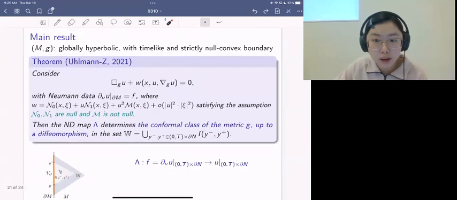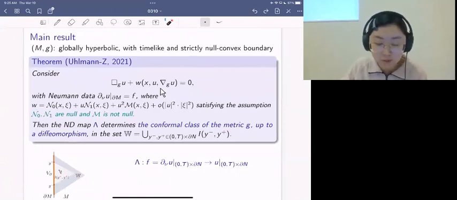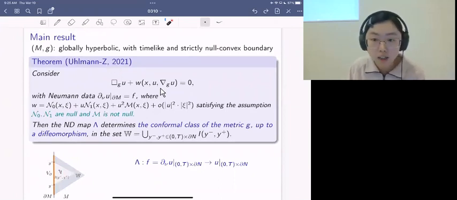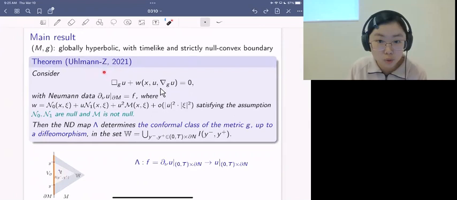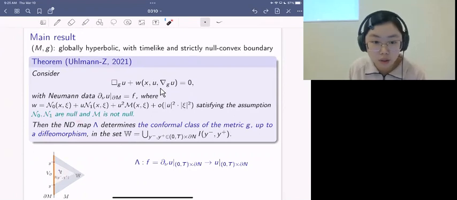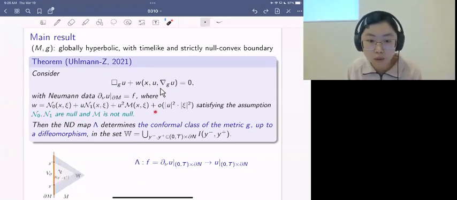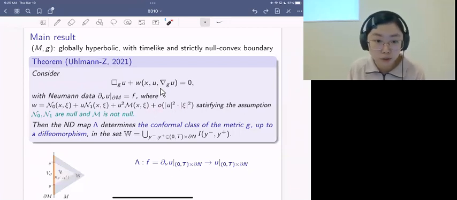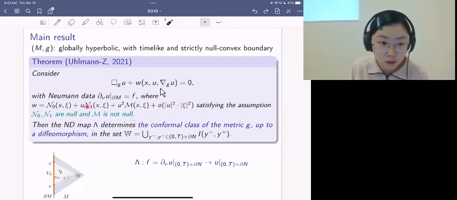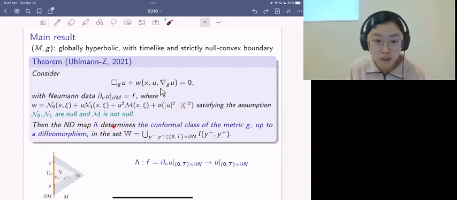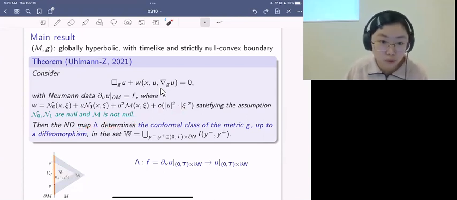So now let's come back to the inverse boundary value problems for quadratic derivative nonlinear equations. The main result in my joint work with Wang shows, with the assumption that N0, N1 are null forms and m is non-null, which is the same assumption as in Wang and Zhou's paper, that the ND map will determine the conformal class of the metric up to diffeomorphisms.